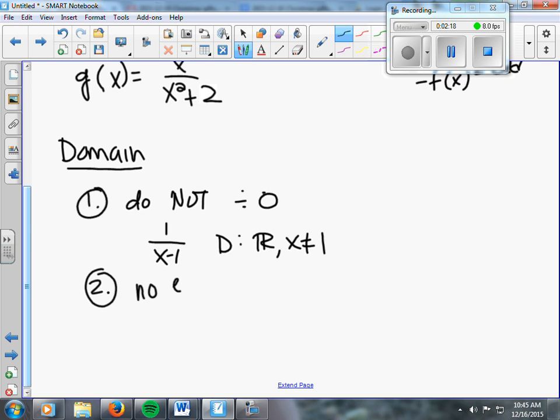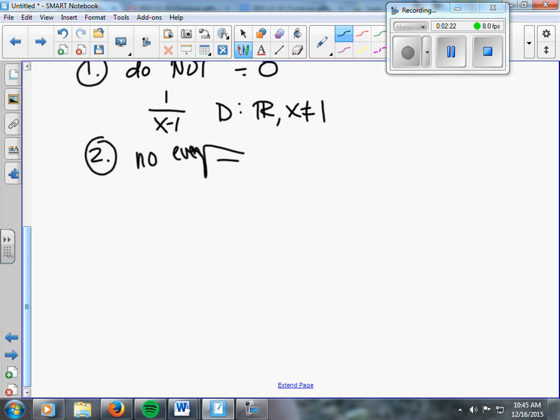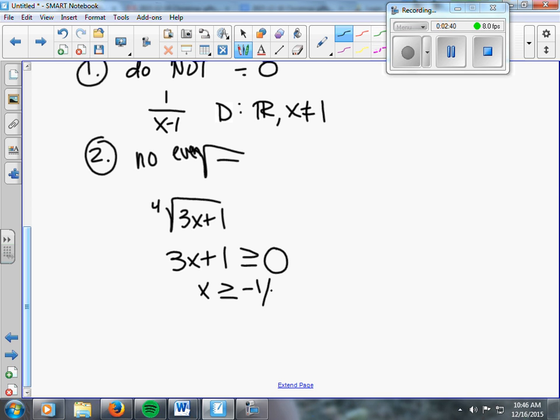No even root of a negative. So, for example, the 4th root of 3x plus 1, that has a domain. 3x plus 1 has to be greater than or equal to 0. 0 is okay here. You're allowed to equal 0, but you cannot be negative. So this would be x has to be greater than or equal to negative 1/3.